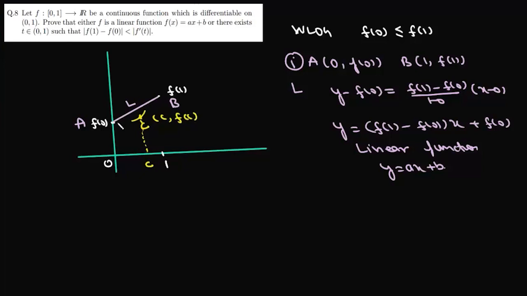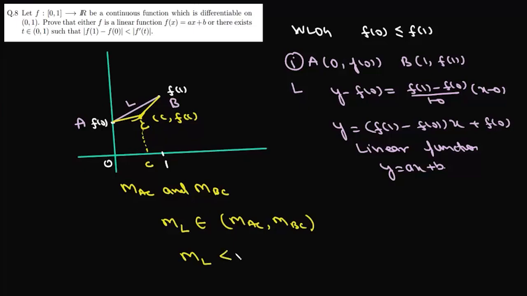Now if we join A with C and B with C, then we have 2 slopes here, the slopes of AC and BC. Now one of these slopes is less than the slope of L, and the other will be greater than the slope of L. So the slope of this line L will always lie between the slope of AC and the slope of BC. Now in this case, the slope of AC is less than the slope of L and the slope of BC is greater than the slope of L.